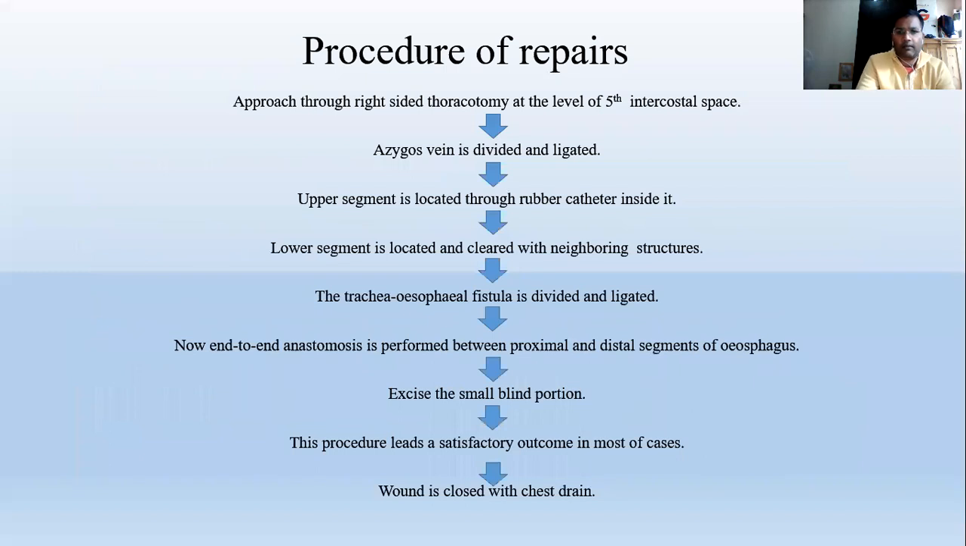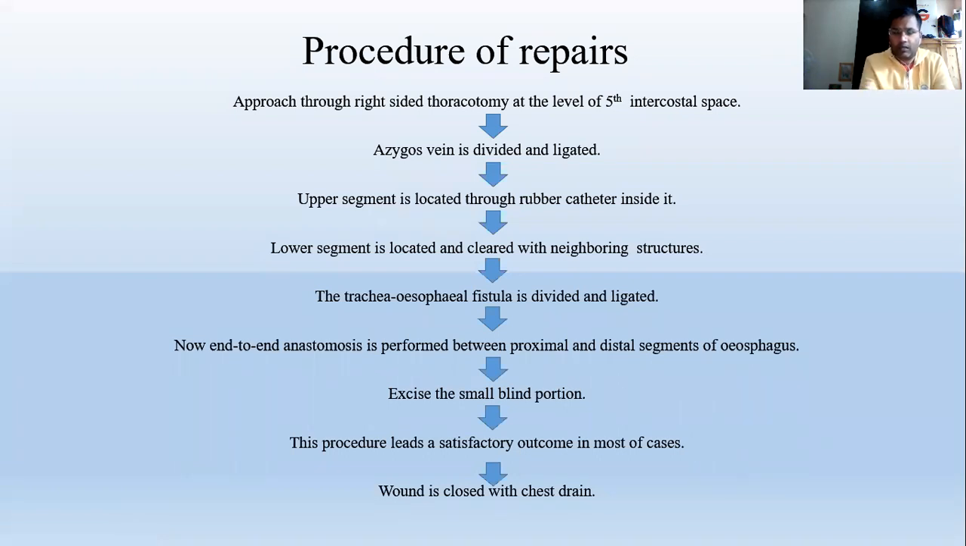So for the procedure of the repair, we usually approach from the right side, fifth intercostal space. Then below the skin you can find the azygos vein. You should ligate and divide it. The upper or proximal segment of the esophagus should be identified by inserting one tube from the mouth.